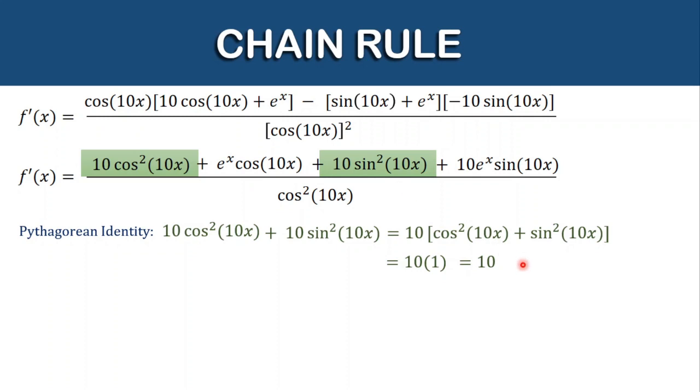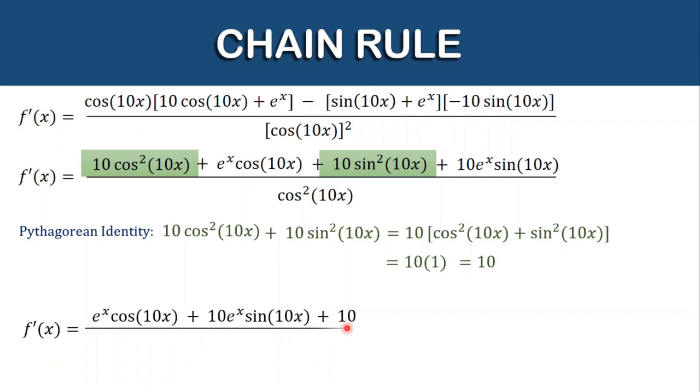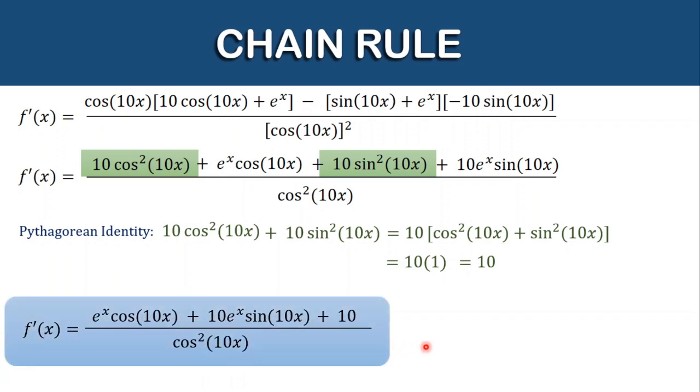So, sulat natin yung mga remaining terms. We have f prime of x is equal to e raised to x cosine 10x plus 10 e raised to x sine 10x plus 10 all over cosine squared 10x. So, since wala na tayong pwedeng masimplify dito sa numerator, hindi na pwedeng masimplify, wala ding GCF na pwedeng ilabas, this is our final answer.